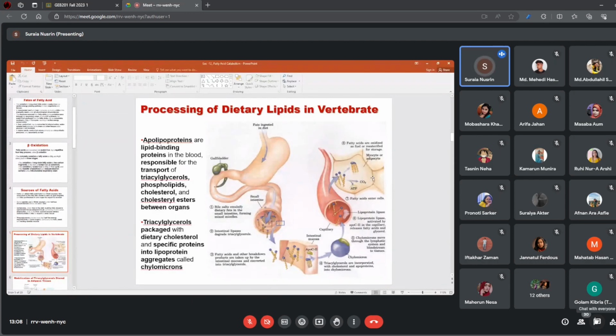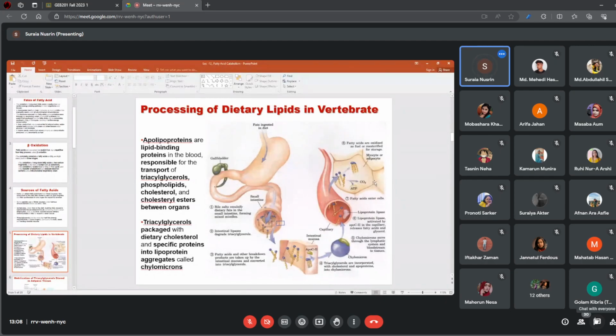It depends on the cell. If it is a myocyte, which is a muscle cell, the fatty acids are utilized to generate energy, which is used to contract the muscle. Or if it is an adipocyte, which is the fat cell, the fatty acids are again esterified to generate triacylglycerol for storage.